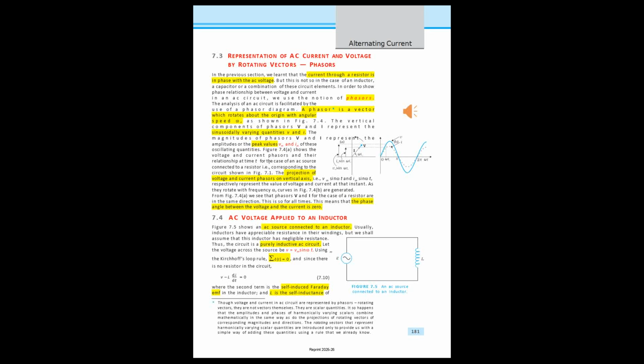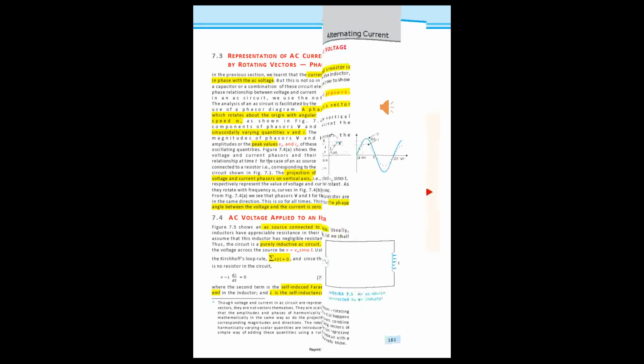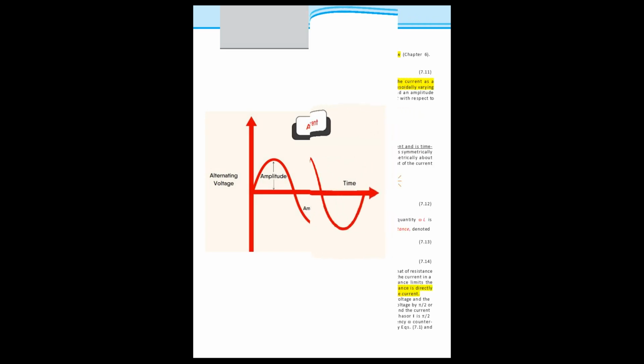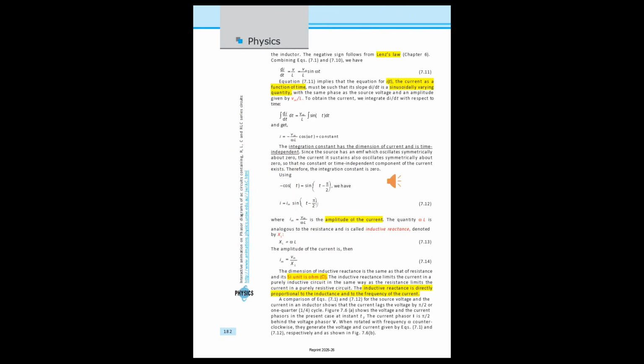Let the voltage across the source be v equals Vm sin omega t. Using Kirchhoff's loop rule, summation epsilon equal to 0, and since there is no resistor in the circuit, we get the equation 7.10, where the second term is the self-induced Faraday EMF in the inductor, and L is the self-inductance of the inductor. The negative sign follows from Lenz's law given in chapter 6.